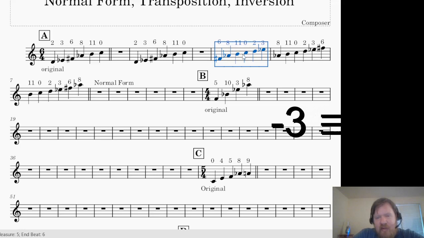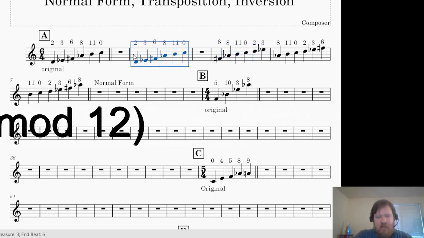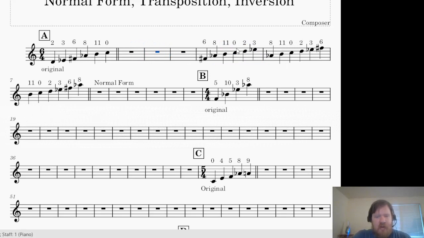So far the major sixth is our winner. So let me just subtract that one. We know that anything bigger than a major sixth is not going to be our normal form. Okay, what do we have here? A flat going to F sharp. That's an augmented sixth. That's too big.